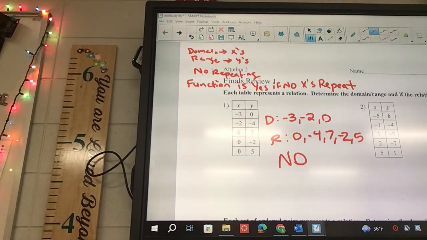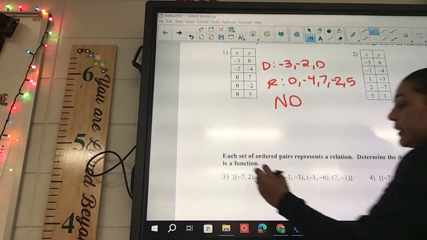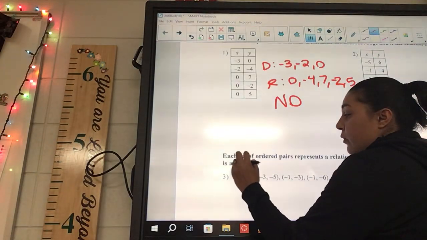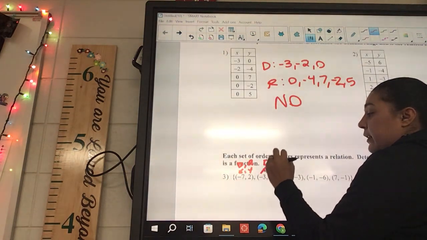Okay, the next one on here is also domain and range, and whether it's a function or not, it's just written out sideways. That's the only difference, okay? So these go like this: x comma y, or the domain comma range. X comma y, domain, and that's the range.